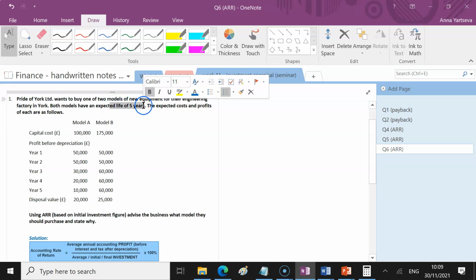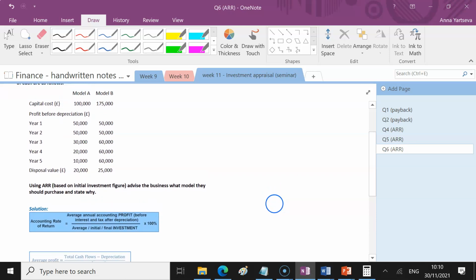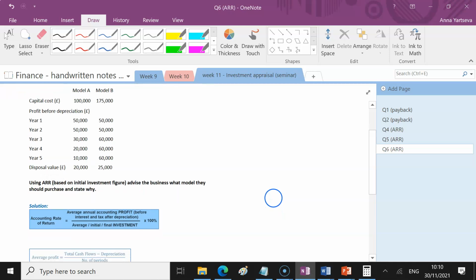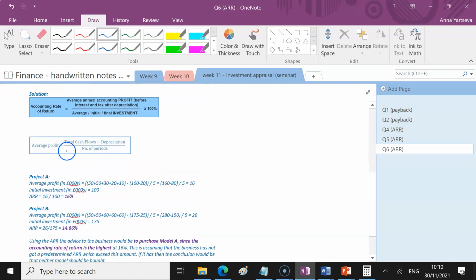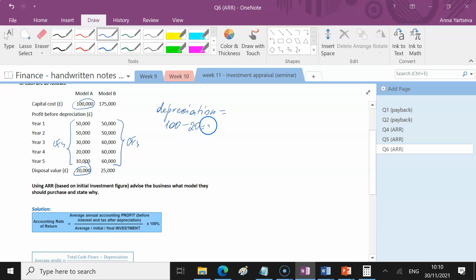The expected life is 5 years. These are costs and profits. We need to calculate the accounting rate of return and decide or advise which project we should invest in, right? Let's calculate the average profit. To do this, we again take the total cash flows and remove depreciation. So we add up all of these numbers. These are our total cash flow for both projects. And depreciation is calculated as the difference between the initial capital cost, 100, and disposal value. So it's 80 for project A and 175 minus 25, 150 for project B, for model B, right?